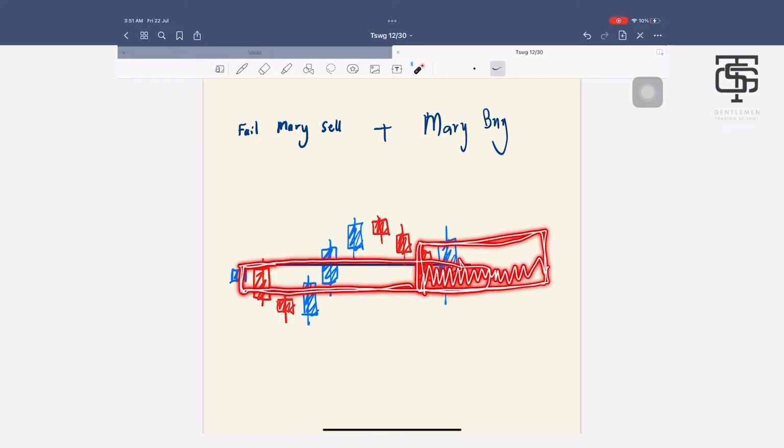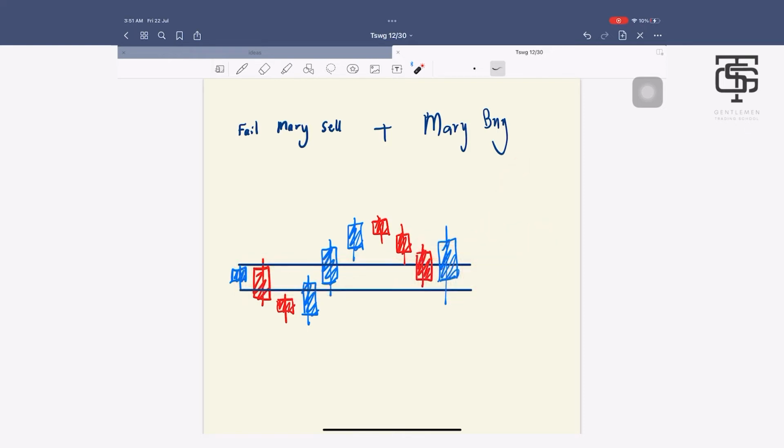When price makes a breakout, we are waiting for price to pull back into the zone that we have marked earlier. So this is what we're waiting for, and this is what we are focusing on in this topic. So let's get into the charts, and I hope you guys will understand further, because the next 8 minutes will be practice of marking fail marry sell and looking for marry buy. So let's get into it.